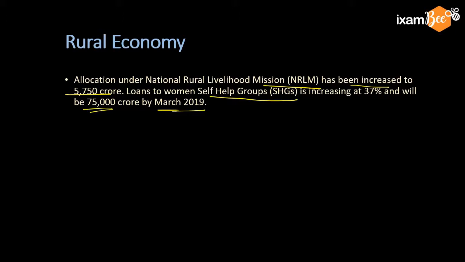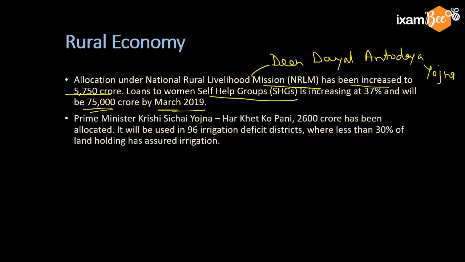Now this scheme is also known as, because NRLM is very popular, so the name has continued. The other name is Deen Dayal Antyodaya Yojana, and these self-help groups generate self-employment, for which credit facility is provided to these groups. Under Prime Minister Krishi Sinchai Yojana, Har Khet Ko Pani, 2,600 crore has been allocated. It will be used in 96 irrigation deficit districts where less than 30% of the land holding has assured irrigation.